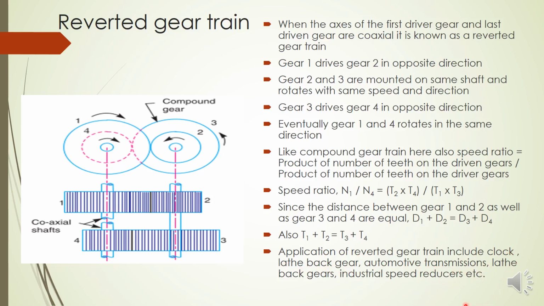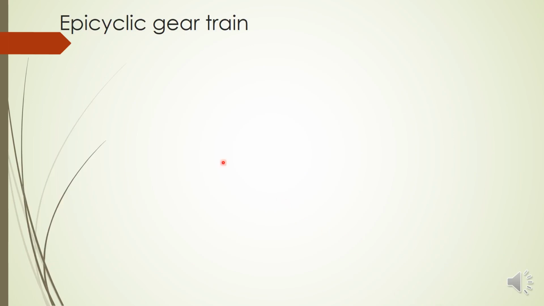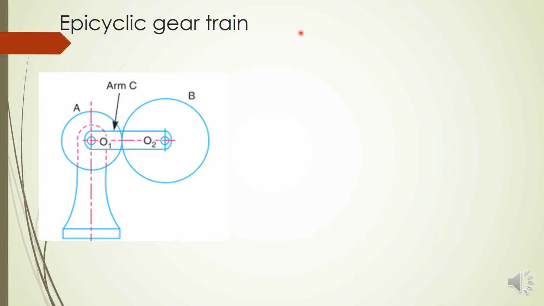Now we are going to the last gear, an entirely different gear, the epicyclic gear train. So you can see here this entirely different gear. What do we mean by epicyclic? It's a Greek word. The word epi means upon and cyclic means around. So in an epicyclic gear train, one gear will be moving upon and around another gear.